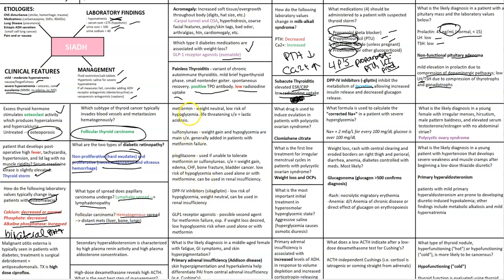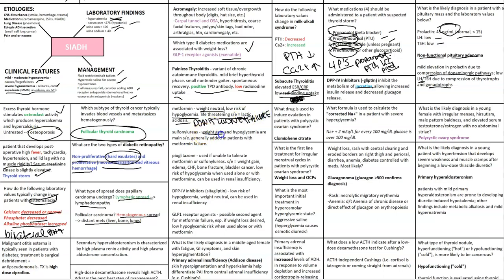These are some of the oral medications you can give for diabetes, and their side effects. Metformin to begin with is weight neutral, and there's a low risk of hypoglycemia, but of course the life-threatening side effect is lactic acidosis. Do not give in patients who have kidney failure, because it increases the risk of lactic acidosis.